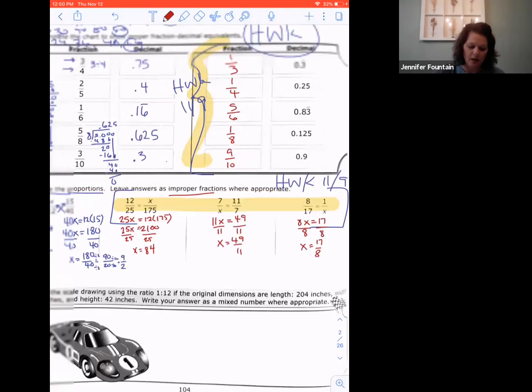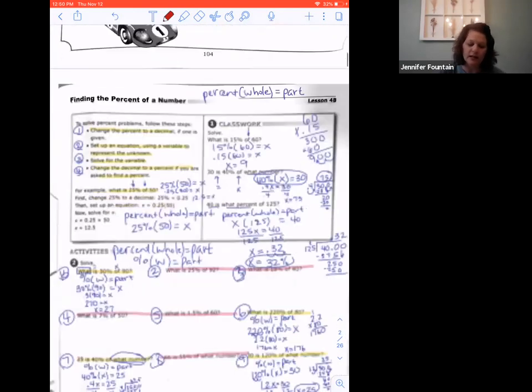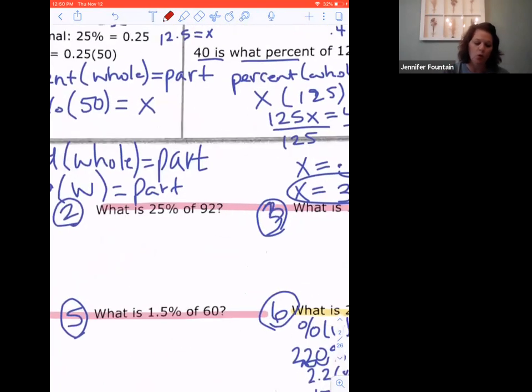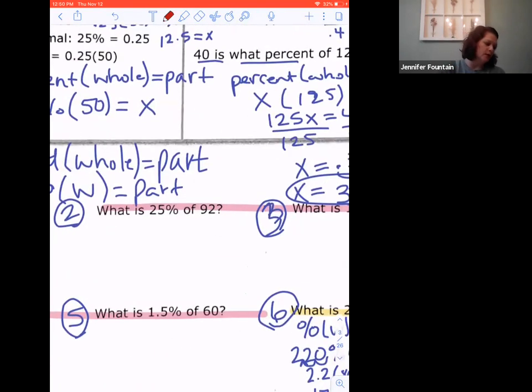Awesome. All righty, then moving right along in lesson 48, we were dealing with finding the percent of a number. And we learned the equation that percent times whole equals part. And so we looked at what I can plug in. There are three things that I am able to find. If I have two of the other pieces, I can find the third. So we had to plug in what we knew and solve for what we didn't know.